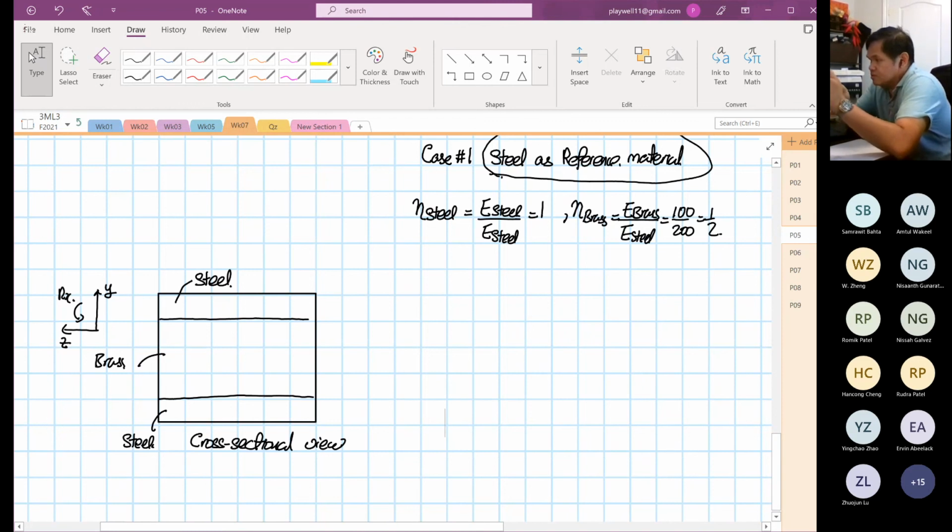Azam asked, is it okay to write minus 102.439 megapascal? Yes. Megapascal is 10 to the power of 6.